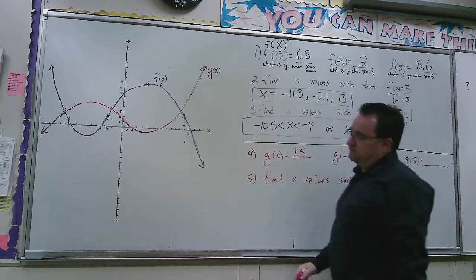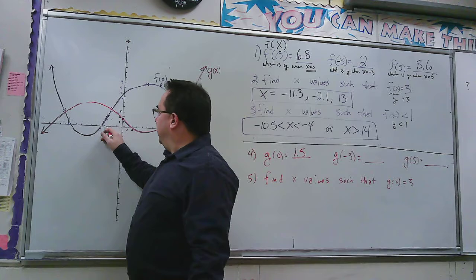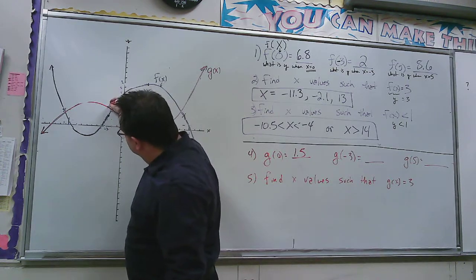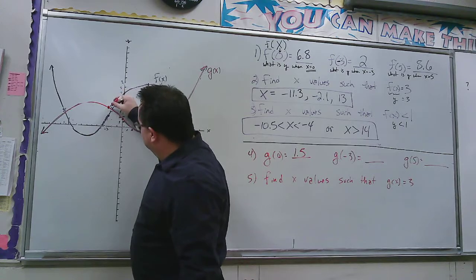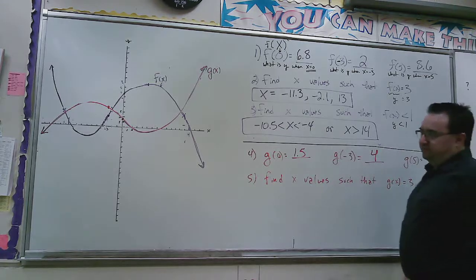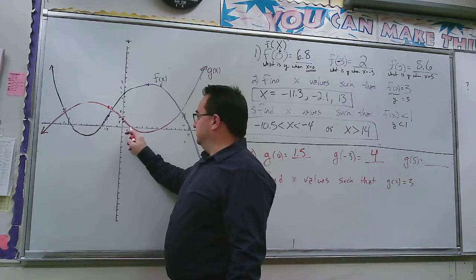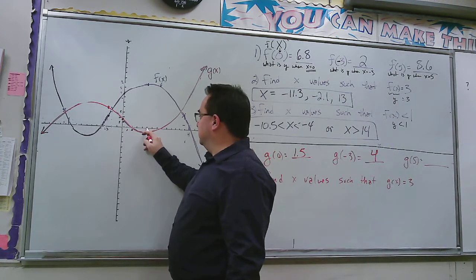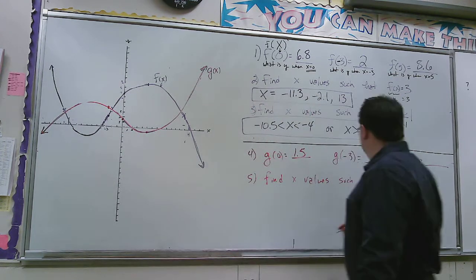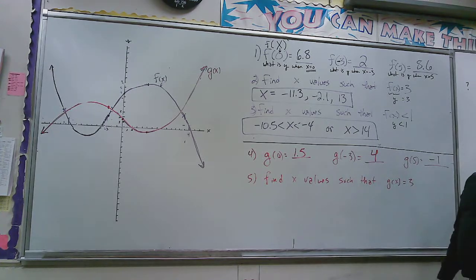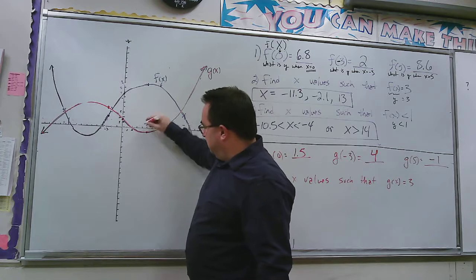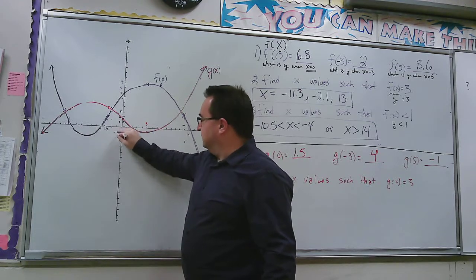What's g of minus 3? Well, I find minus 3, and I'm looking for g. g would be the red one. So I've got to go up to here. And that looks like it's about, let's call it 4. And g of 5, well, I go forward 1, 2, 3, 4, 5. And instead of going up to f, I go down to g. And I look over, and that looks like about minus 1. Right? Because at x equals 5, the y would be minus 1.